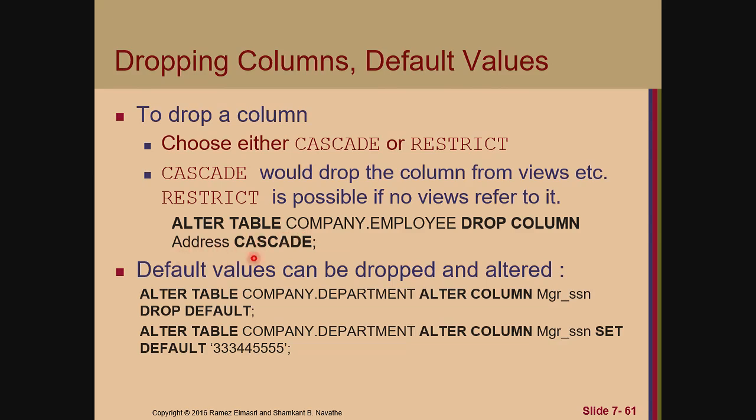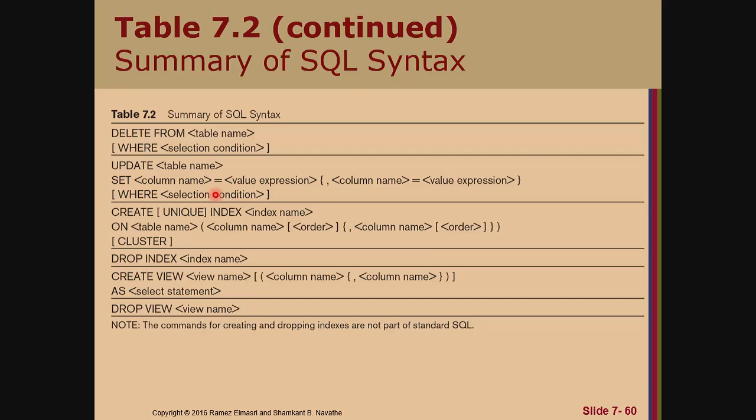And what else? Default values can be dropped and altered. Alter table company.department. Now we focus on the database named company, table named department, and we want to alter the column manager SSN. We drop the default. So if you have any data inside the manager SSN that uses the default, we have to drop it. And also set the new default. So use the aggregate function also here for the whole department's employees.